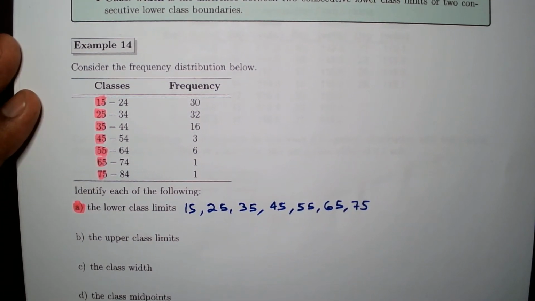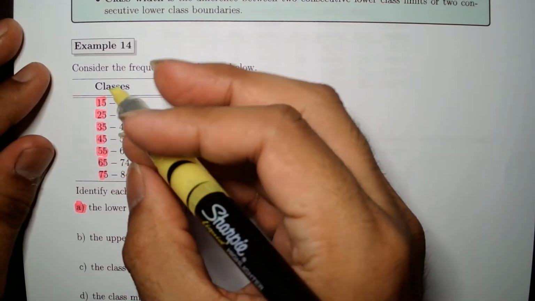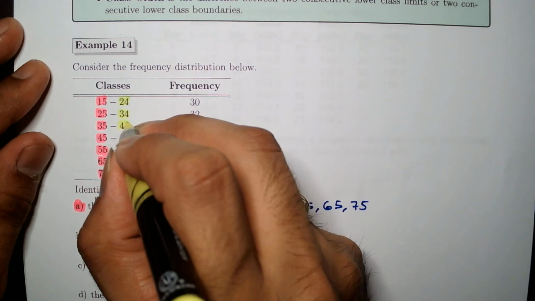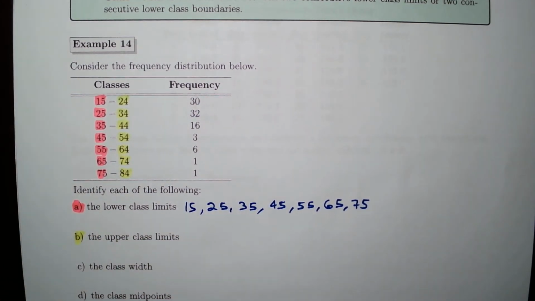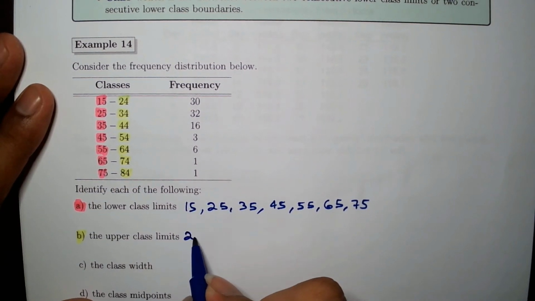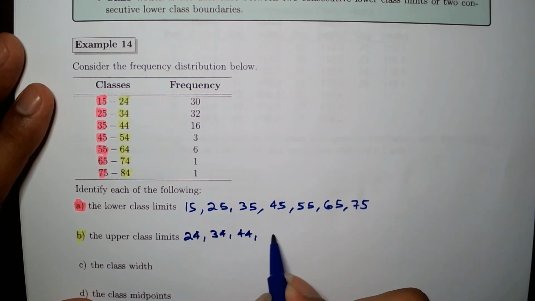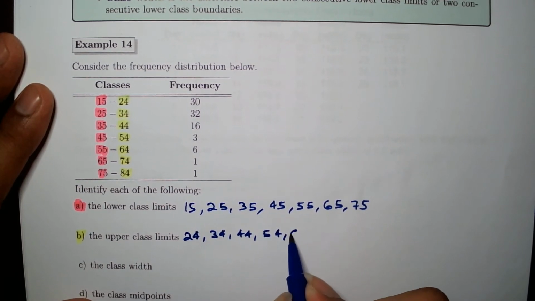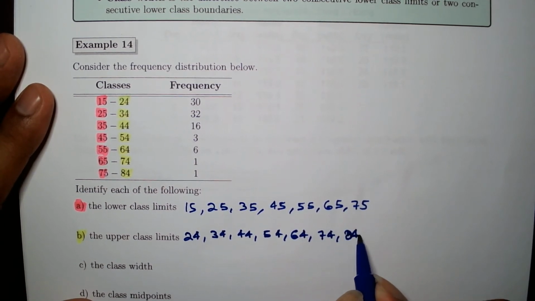And let's see the upper class limits. Let me use a different color to represent this. I'm going to use yellow. So these are the upper class limits. In this case, they are going to be 24, 34, 44, 54, 64, 74, and 84.